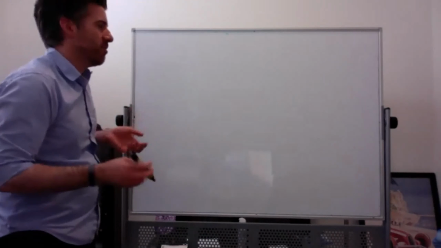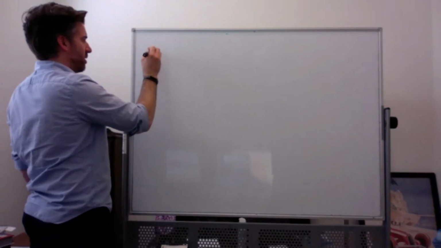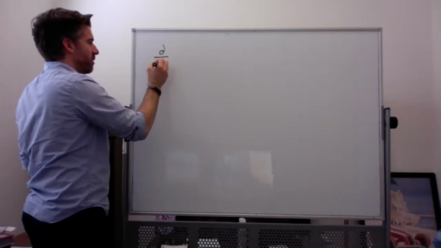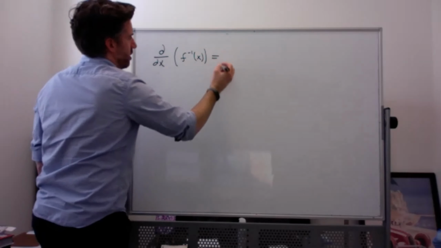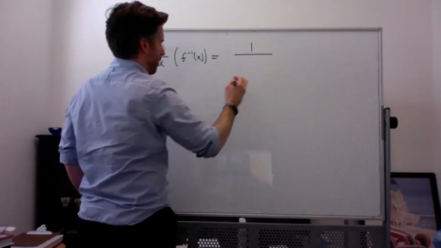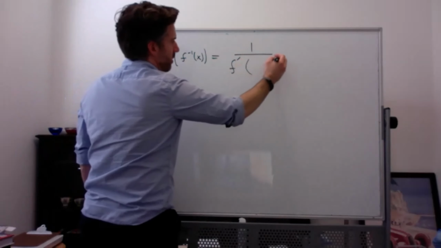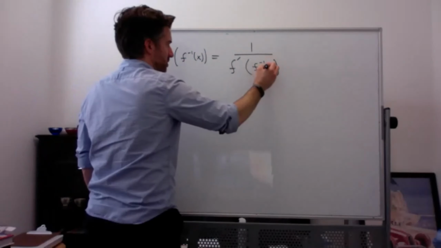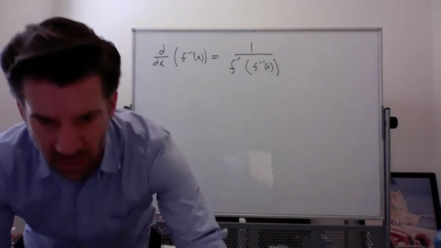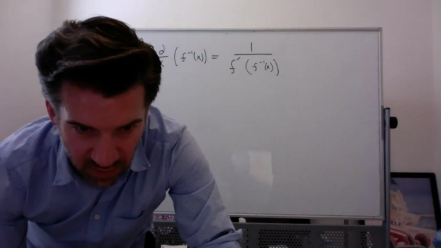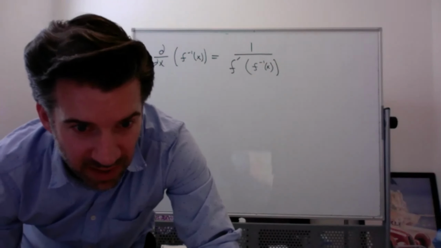It's kind of a pain in the butt. So the very general understanding of this is that the derivative of the inverse function is 1 over the derivative of the original function evaluated at the inverse function. Now, usually we don't actually use this to find the derivative as a function, but the derivative at a point.